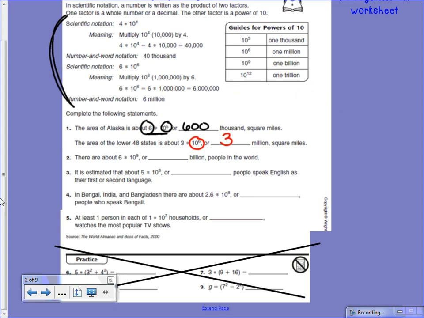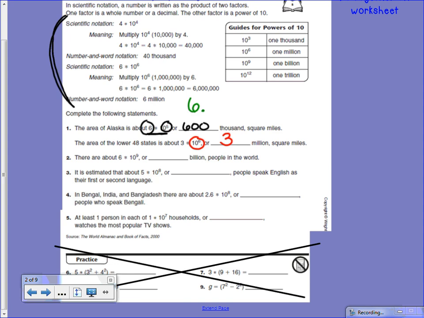Okay, we'll do one more together and then I'll see how we do on our own. So there are about 6 times 10 to the 9th power, or that many billion people in the world. Okay, so what do I do first? And put a decimal right there. Perfect, so far so good.